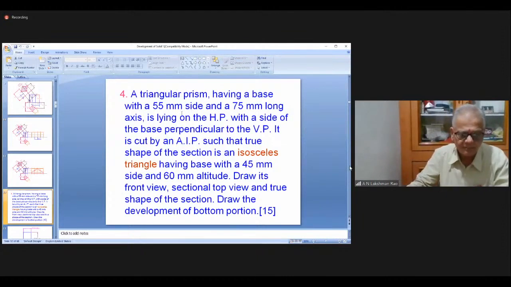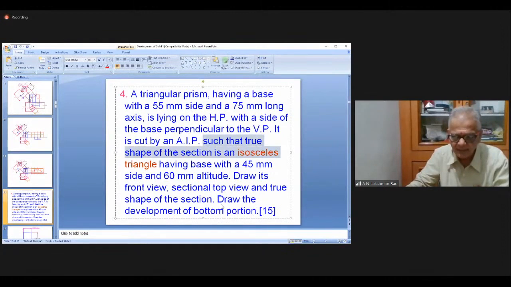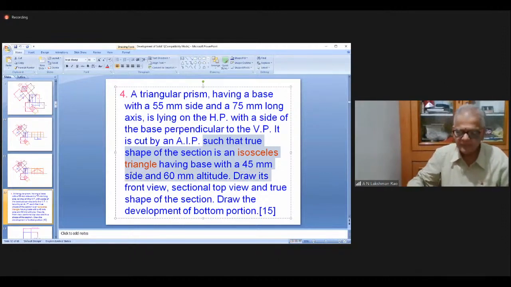A triangular prism is here also, such that the true shape is an isosceles triangle having base 45 and height 60. True shape dimensions he has given this way.